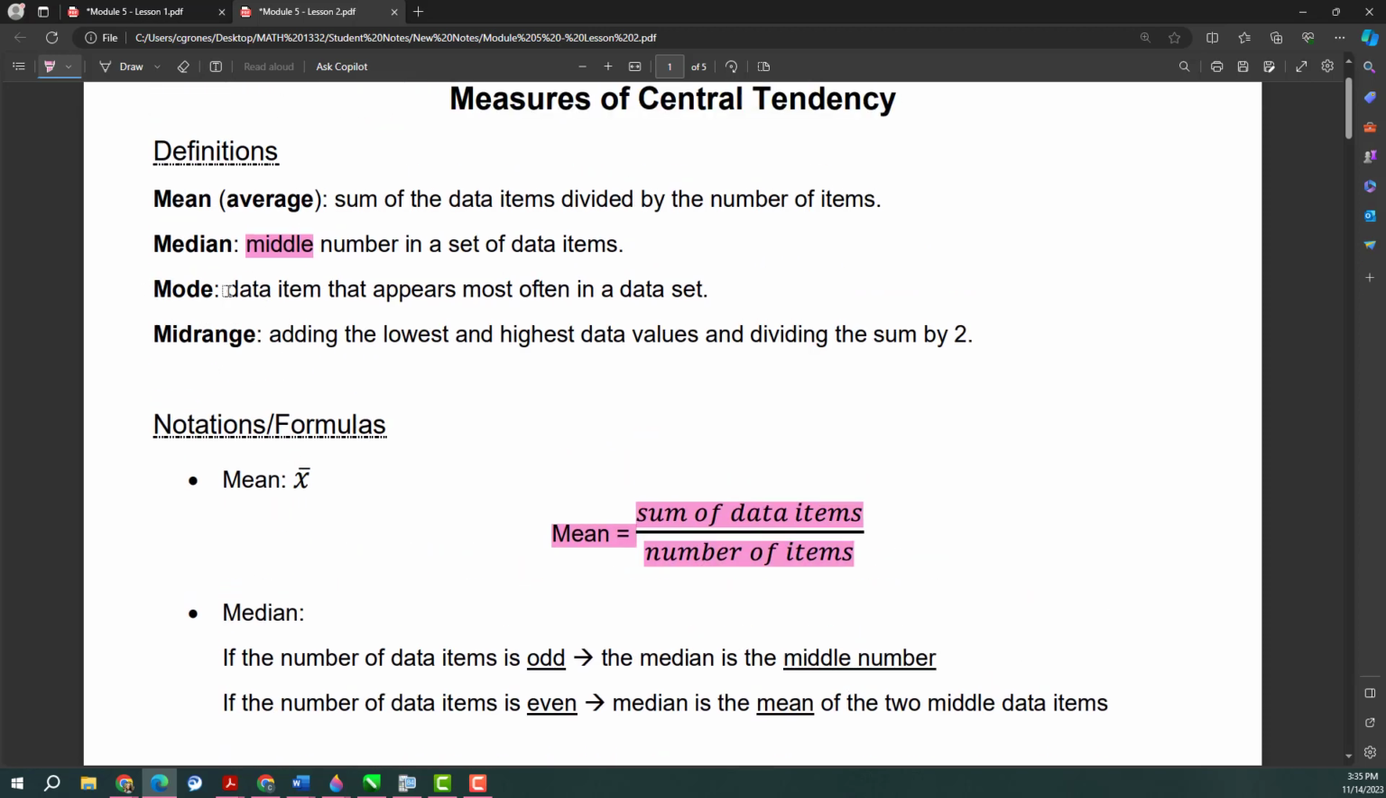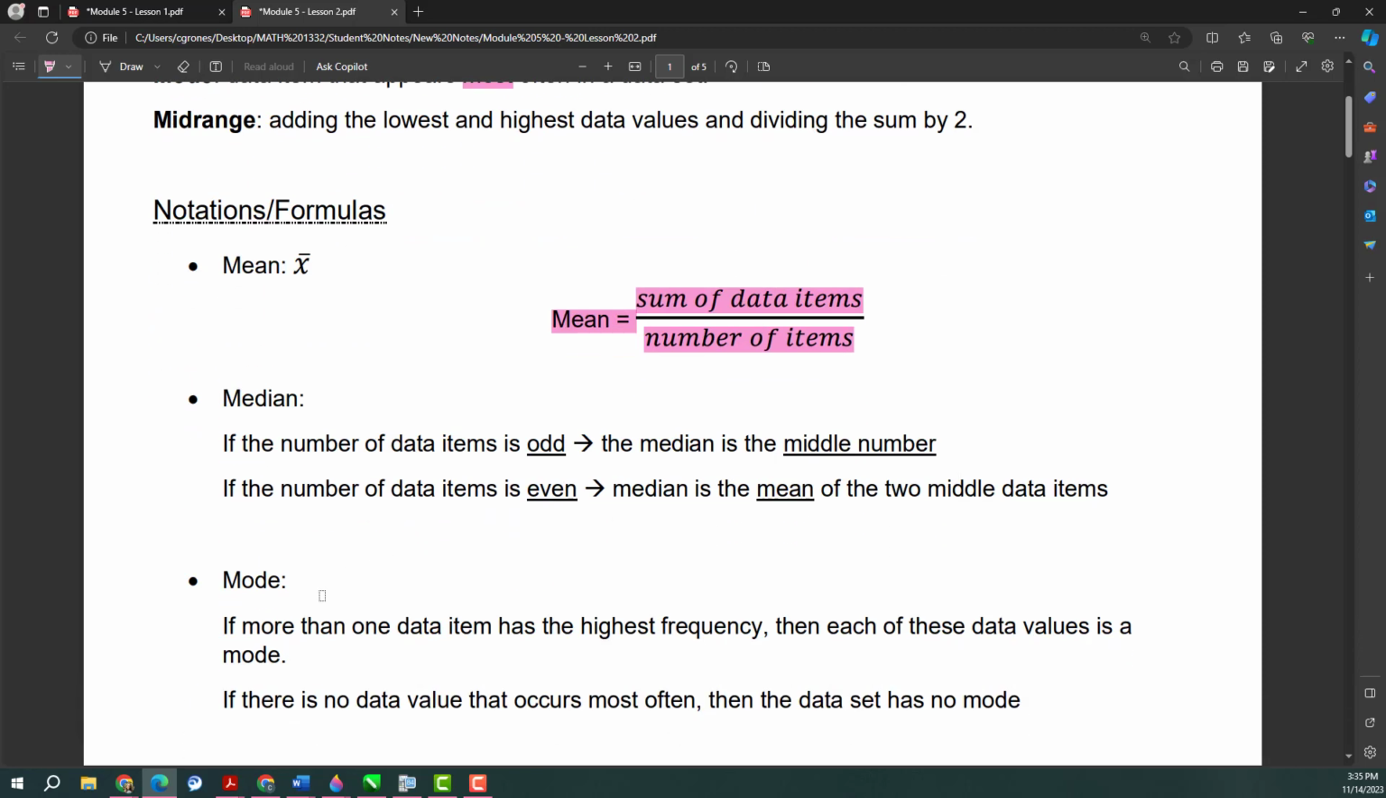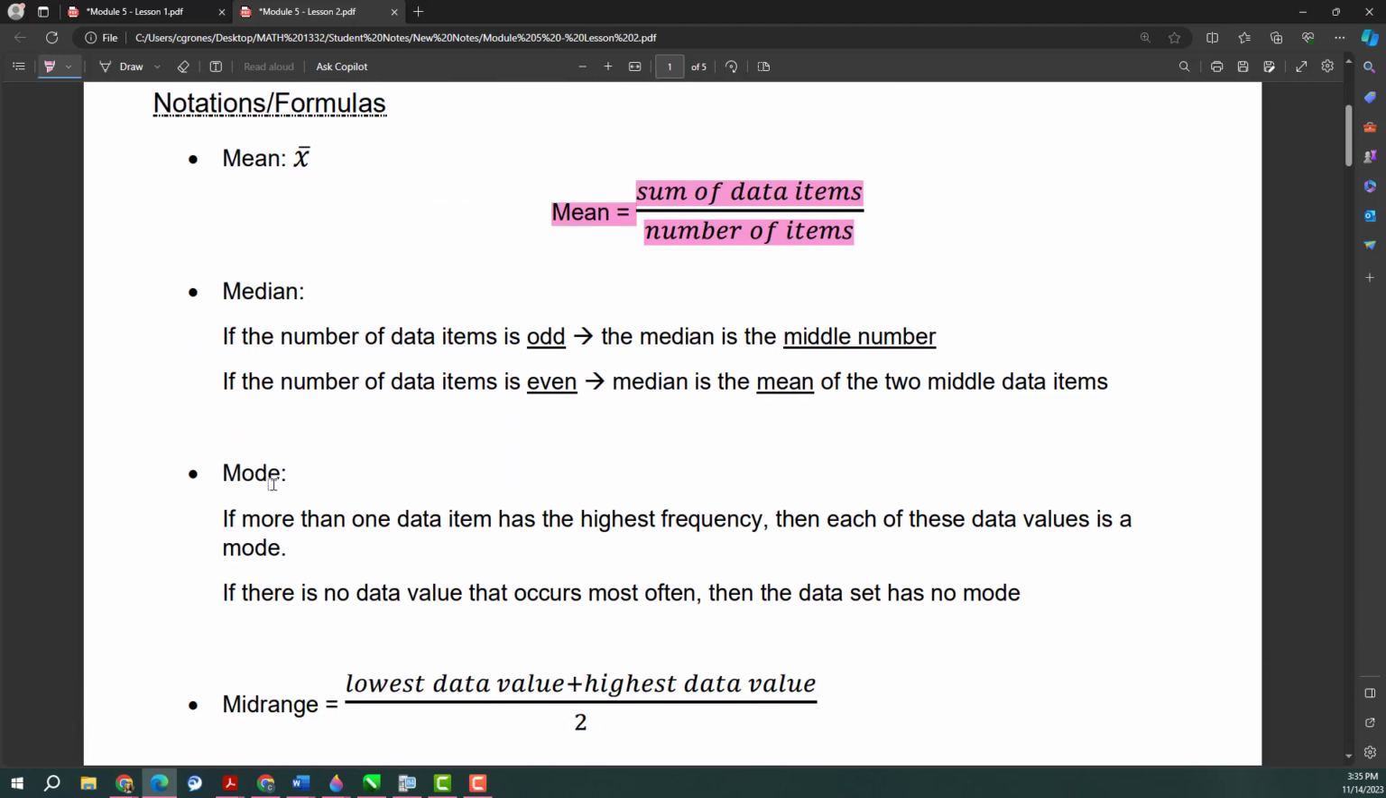Mode is going to be the data item that appears most often in a data set. So mode equals most. It says down here, if there's more than one data item that has the highest frequency, then each of these data values is a mode. So that means that you can have more than one mode. And also you can have no mode if there is no data value that occurs most often.